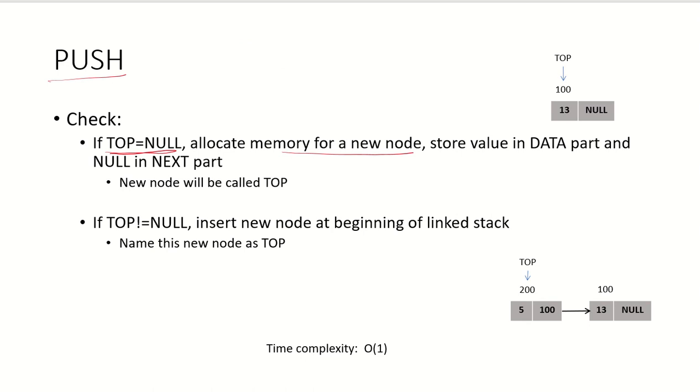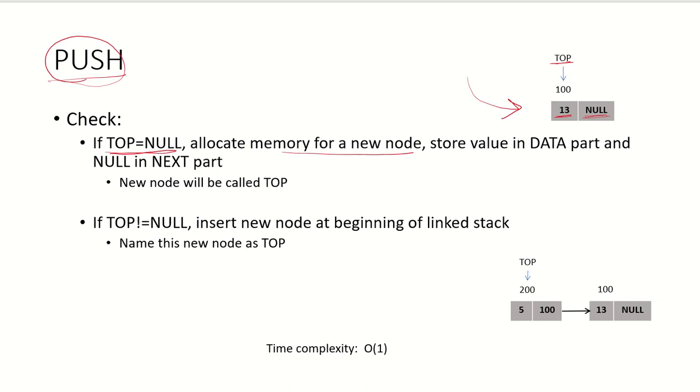So now suppose we have inserted or pushed an element into the stack. Our stack is currently like this, where top is pointing to the topmost element in the stack, which is 13. And since this is the only node in the linked list, the pointer to the next node is null. If we still want to add or push another element in the stack, again it will be done in the beginning of the linked list only.